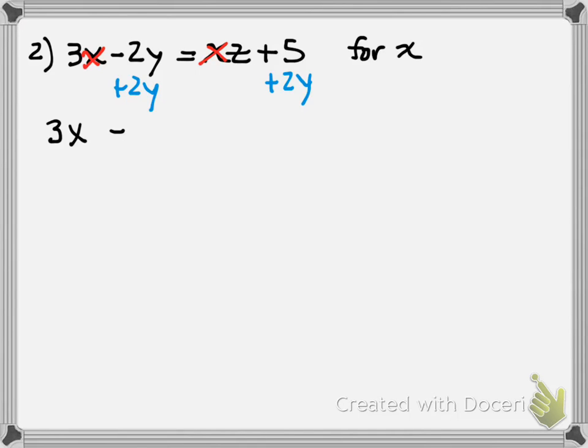Actually, let me start with him being red. It'll be easier. So we have 3x equals xz plus 2y plus 5. Okay, now what do I do? How do I get the x terms together? Philip?